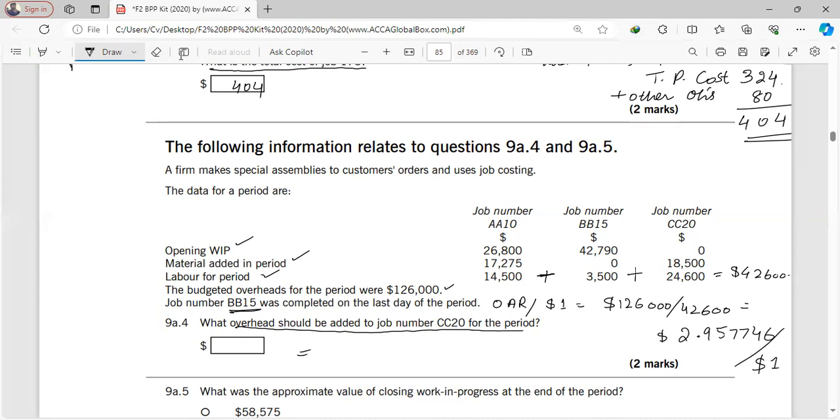So how to calculate overheads for CC20? OAR is 2.957746 into labor cost for the period, $24,600. This time, labor cost is treated as labor hours because labor hours are not provided. So we will multiply it with 24,600. Answer is 72,760. There is only one technical point in the question, and that is the use of labor cost as absorption basis, because labor hours are not provided in the question.